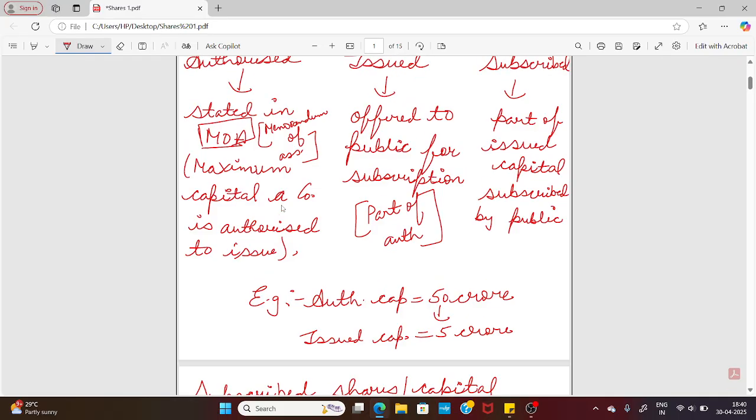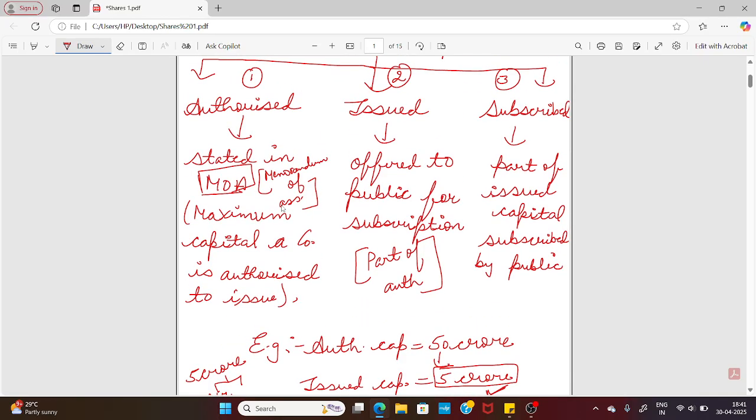Now, what do you mean by subscribed capital? If a company has issued 5 crore rupees to the public through which it is planning to raise funds, there are two options. या तो ये सारा का सारा, the public will subscribe to the entire capital, or it might be possible that out of this 5 crore rupees that the company has issued, the public just subscribes to, let's say, 2 crore rupees and the remaining 3 crore is not subscribed. So in that case, we say that the subscribed capital of the company is 2 crore rupees.